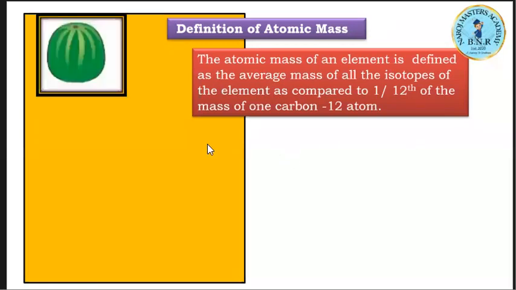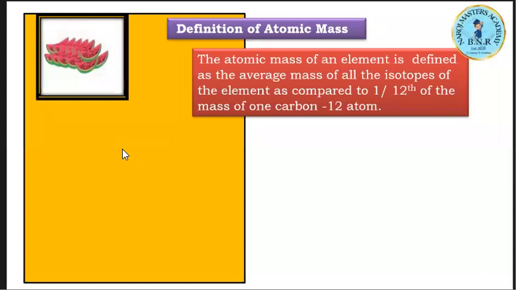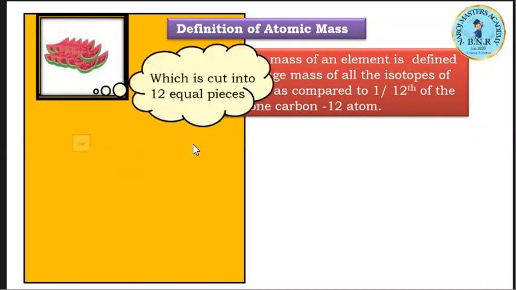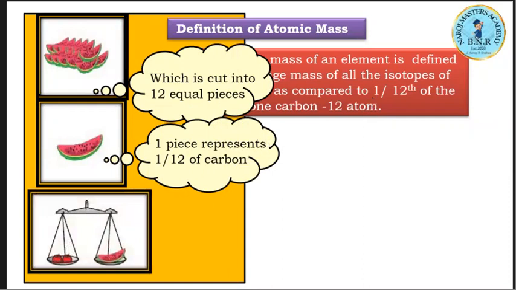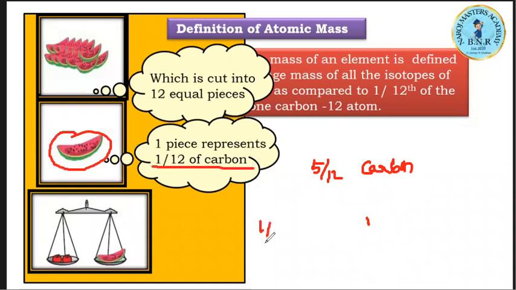Imagine a carbon atom is like a watermelon, cut into 12 equal pieces. One piece represents 1 by 12 of carbon. Then what about 5 pieces? 5 pieces represent 5 by 12 of carbon. We know very well the atomic mass of hydrogen is 1. Then one piece is considered as the mass of hydrogen. So 1 by 12th of carbon is equal to hydrogen.